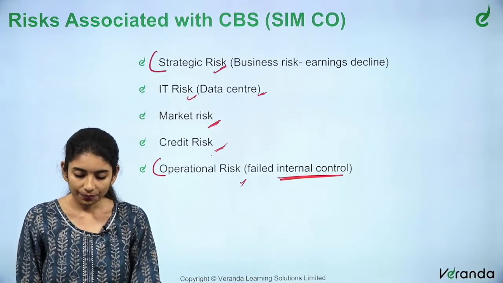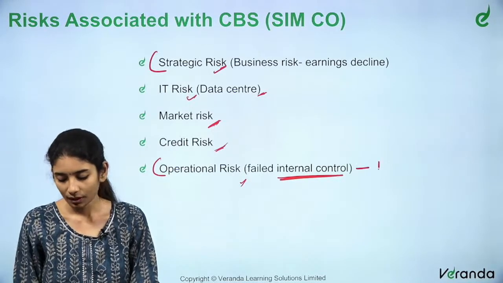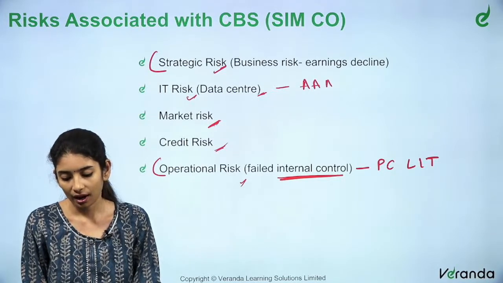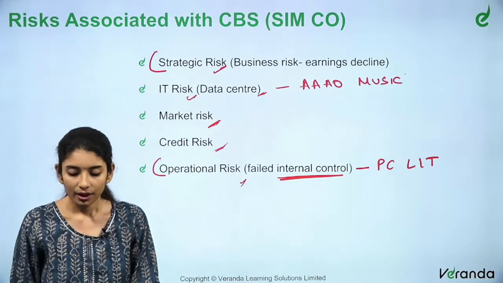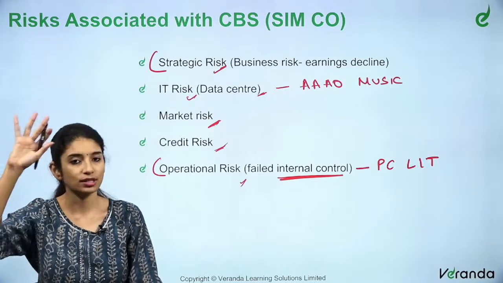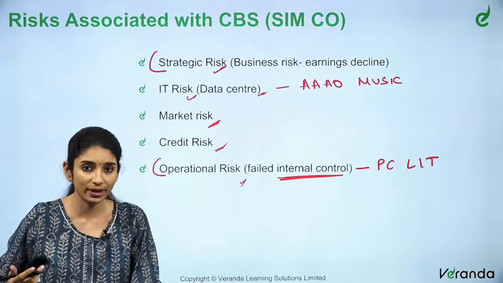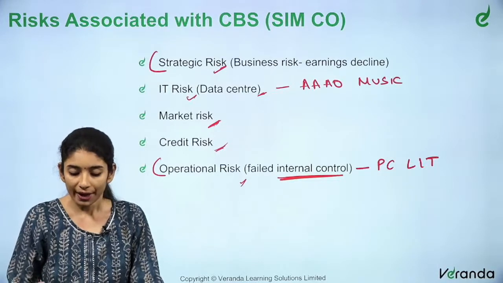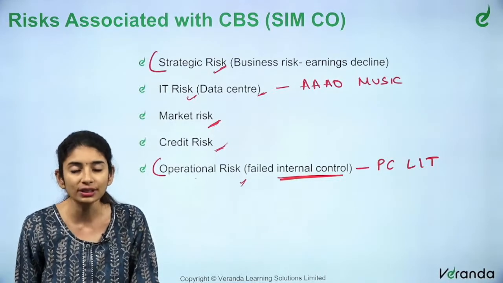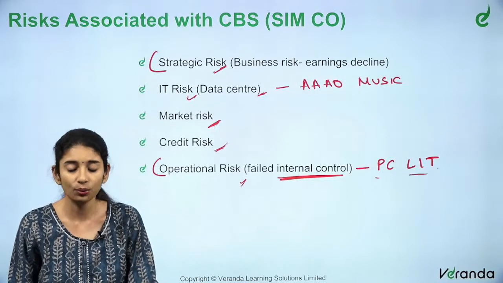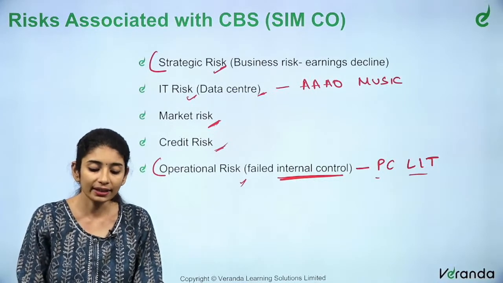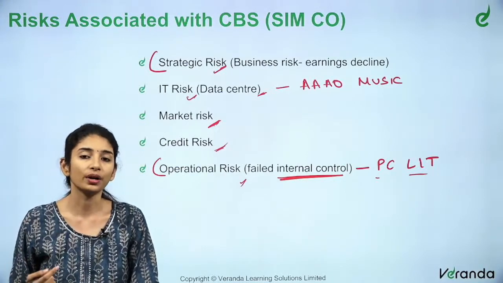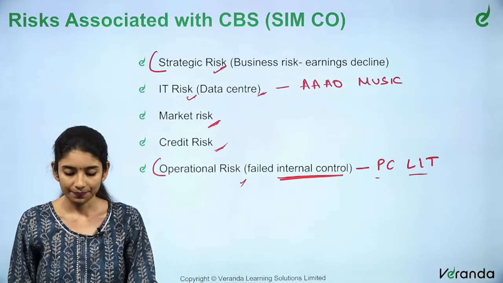Under operational risk we have PC Lit, and under IT risk we have AO Music. So the main branch is the risks associated with CBS. You need to make sure what the question is. If it asks risks associated with CBS, the code word is SIMCO. If they ask what is the operational risk associated with CBS, the code word is PC Lit. And if they ask standalone what are the IT risks associated with CBS, the code word is AO Music.